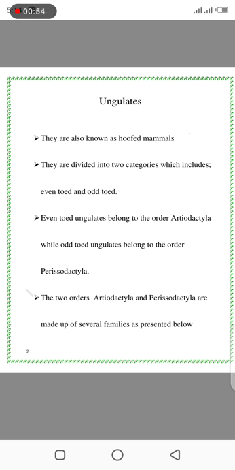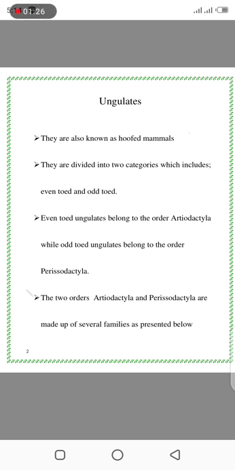So now the question is, what are ungulates? Ungulates are also known as hoofed mammals. These are mammals that have hooves on their toes, and they are divided into two categories. But before we talk about the division, a quick definition of mammals. Mammals are organisms that feed their young ones with milk from the mammary gland. And now, these ungulates are divided into two categories, the even-toed and the odd-toed mammals.